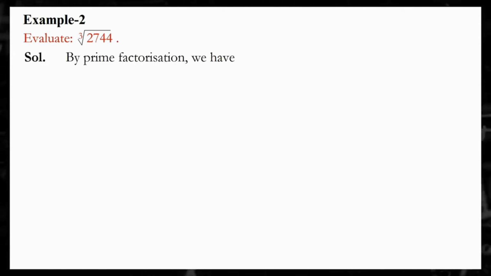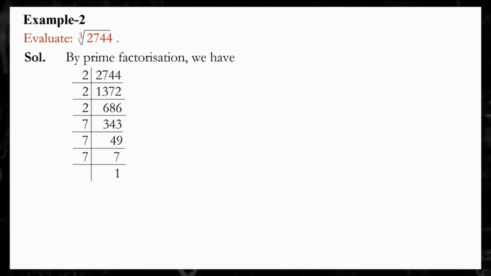Example 2. Evaluate cube root of 2744. Solution. By prime factorization, we have: on dividing 2744 by 2, we get 1372. On dividing 1372 by 2, we get 686. On dividing 686 by 2, we get 343. On dividing 343 by 7, we get 49. On dividing 49 by 7, we get 7. On dividing 7 by 7, we get 1.